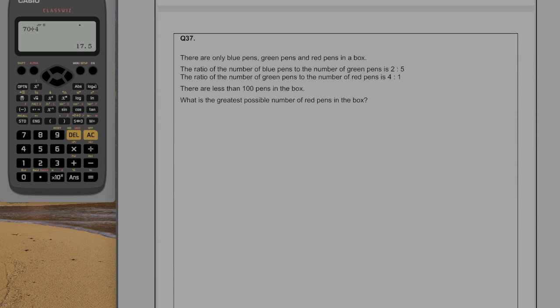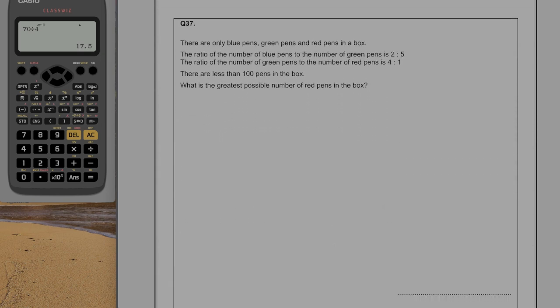Right, question 37. There are only blue pens, green pens and red pens in a box. The ratio of the number of blue pens to the number of green pens is 2 to 5. The ratio of the number of green pens to red pens is 4 to 1. There are less than 100 pens in the box. What is the greatest possible number of red pens in the box?